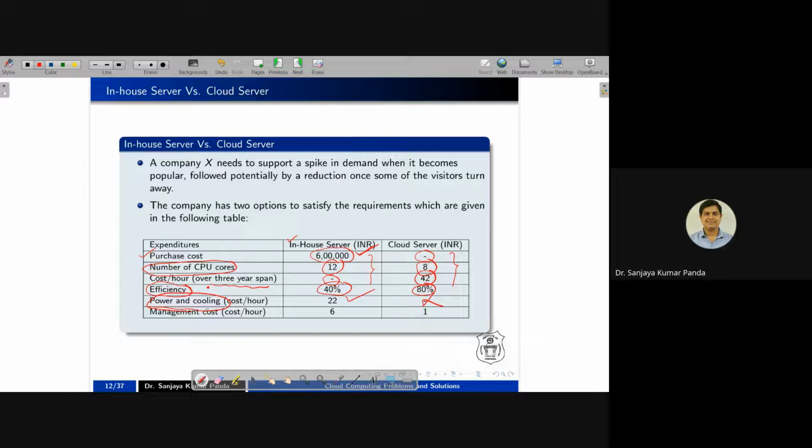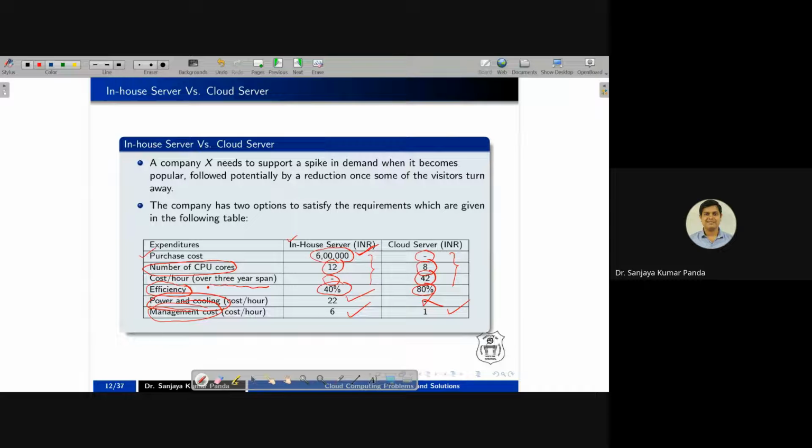Similarly, when you go for management cost, when you use a server, you may require some person to operate it, or you need other costs, maintenance cost and other things. So assume that every such cost is considered a management cost. Cost per hour, you have to pay 6 INR. But in the cloud case, you have to pay only 1 INR, and it will be taken care of by whom? The cloud service provider.